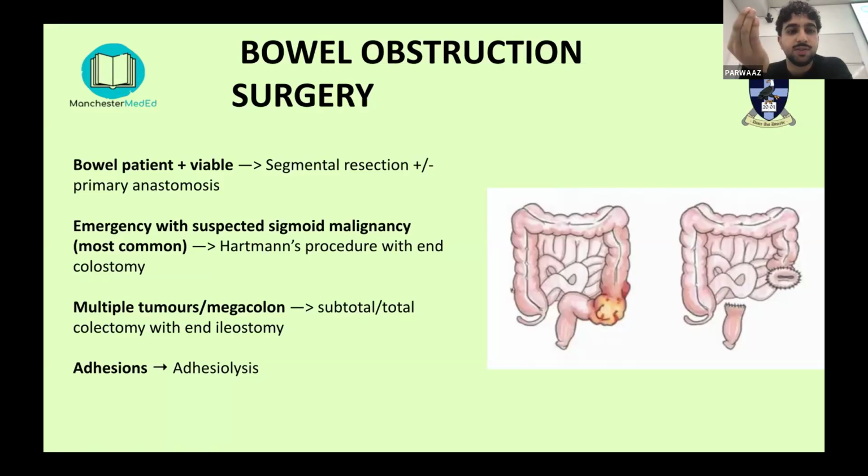So that's done in Crohn's disease. And then if there's a small bowel obstruction and they have a lot of adhesions, then we'll do adhesiolysis, which is just division of the adhesions.